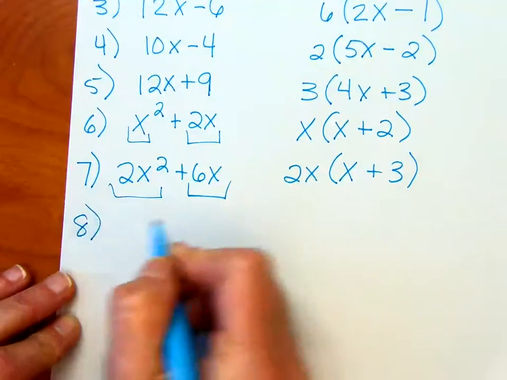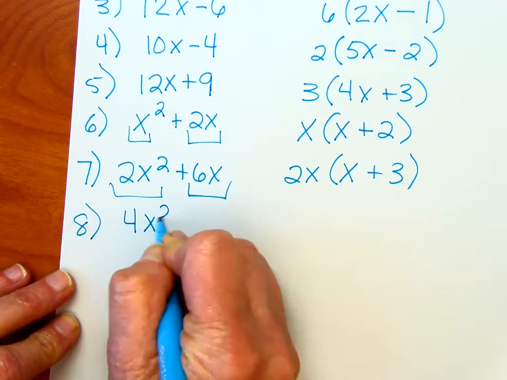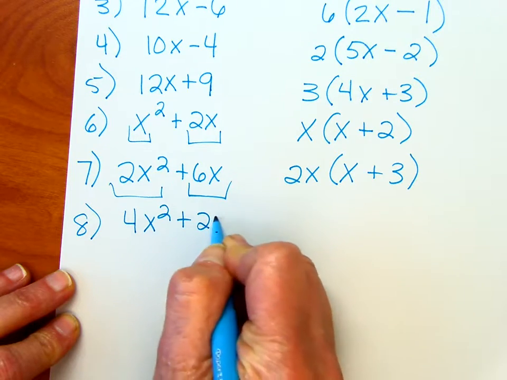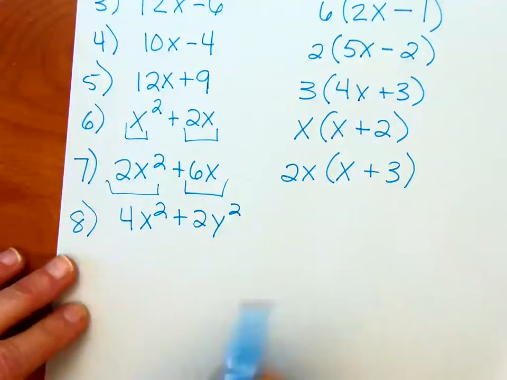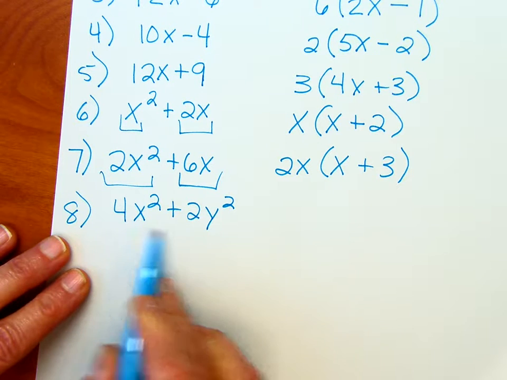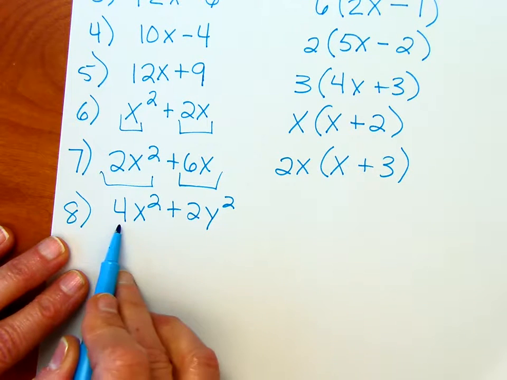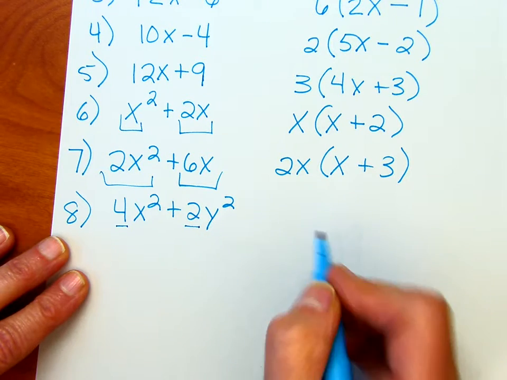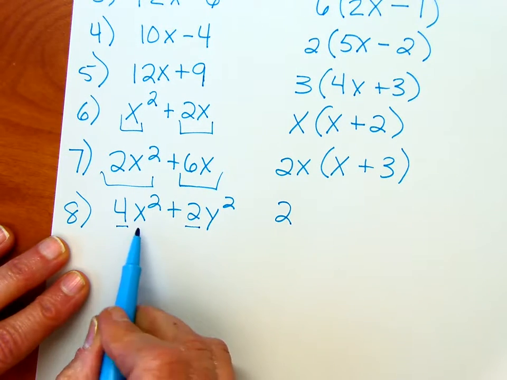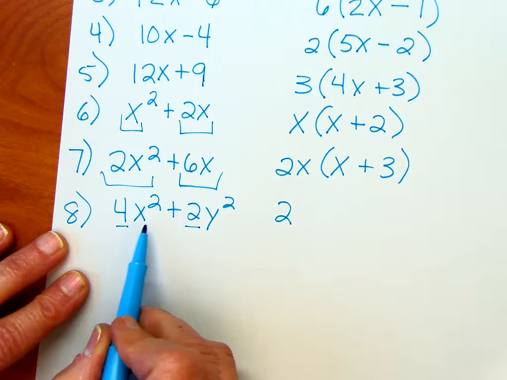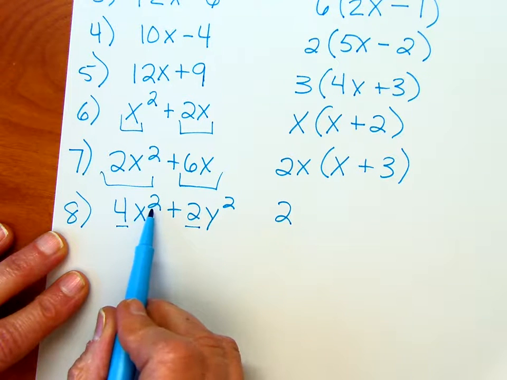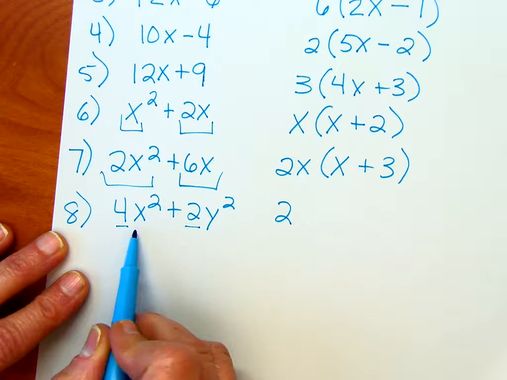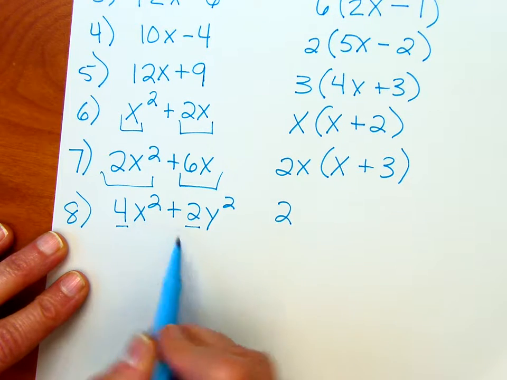Couple more. Let's say we have 4x squared plus 2y squared. So now we're getting into some additional variables here. Notice the coefficients 4 and 2 have a common factor of 2. But that's all they have in common. Yes, they've got exponents that are the same, but the base is different, so we cannot factor those out any further.